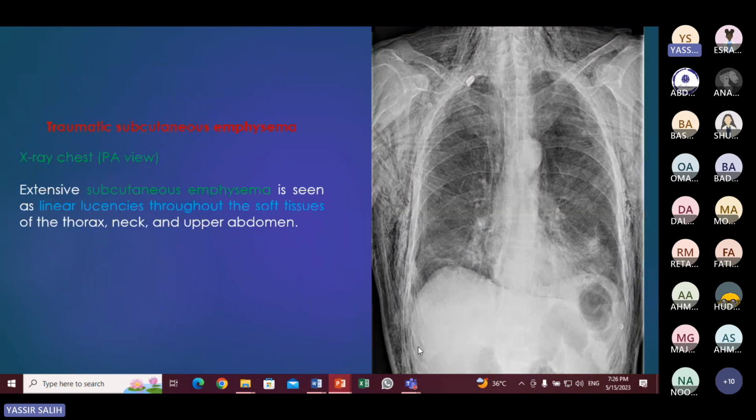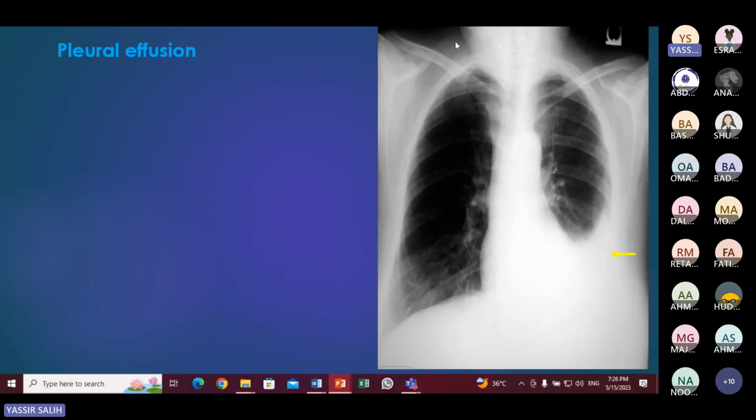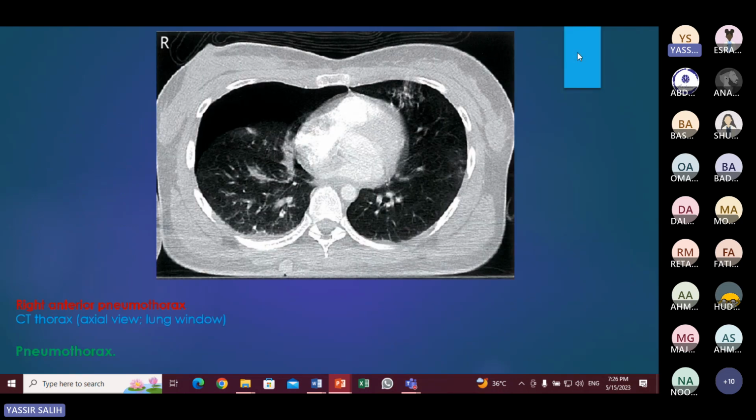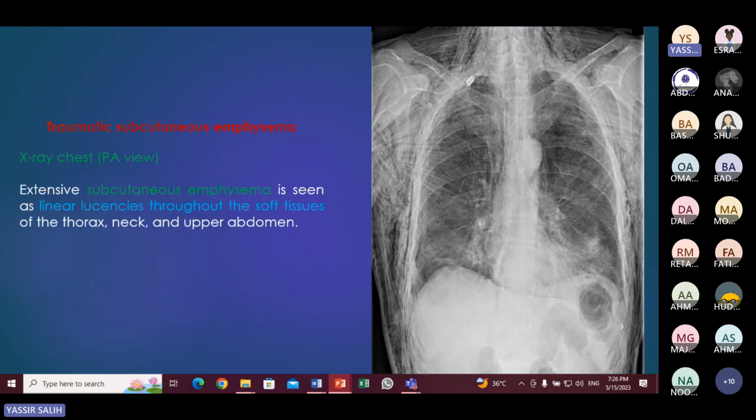If you look here, you can see there is a lucency in the subcutaneous fat. These black lines are normally not seen in the others. Normally there is no air here. So we have air in the subcutaneous tissue. This is subcutaneous emphysema, this lucency or flakiness in the soft tissue, in the muscle or in the subcutaneous tissue. All this black we call subcutaneous emphysema, meaning air in the subcutaneous tissue.